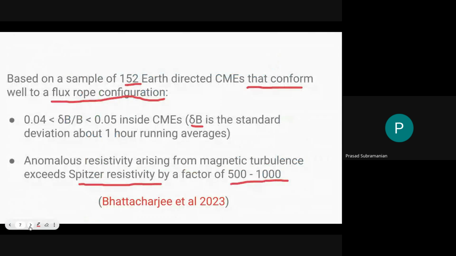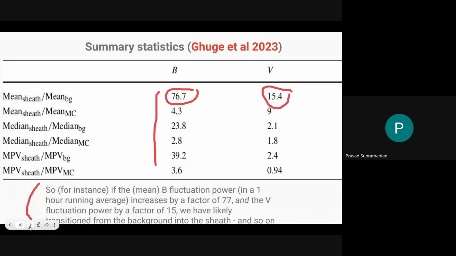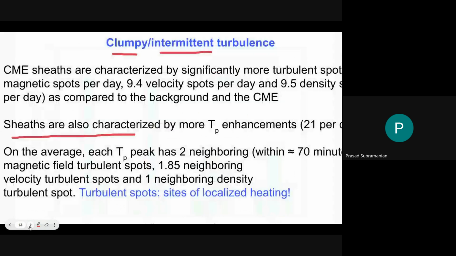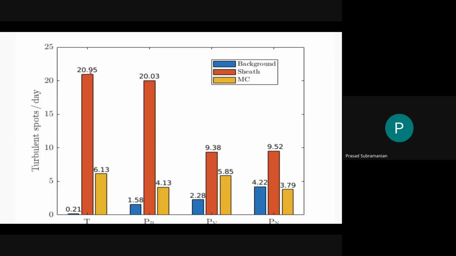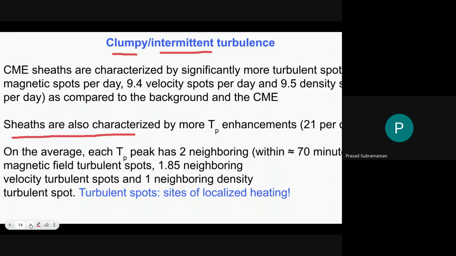And what's more, we have about 21 per day. That's what this is saying. About 21 spikes on the average. You've got 21 peaks in the proton temperature per day, as opposed to 0.2 per day in the background. This refers just to proton temperature. So that is one thing. But this is a really interesting result.